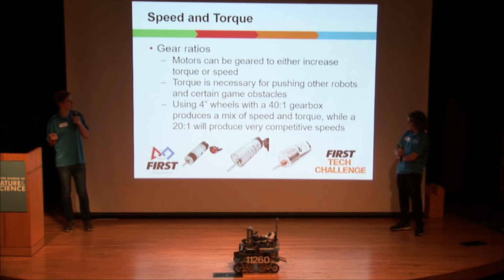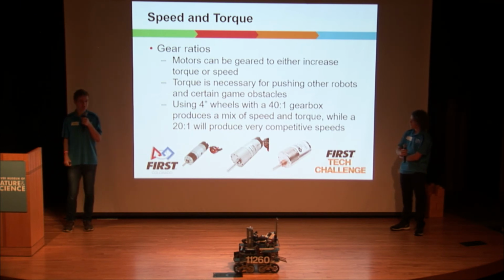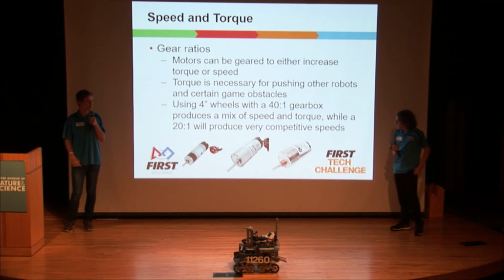It's just an example of what a lot of teams use. Using 4-inch wheels with a 40-to-1 gearbox will produce a very balanced, very standard mix of speed and torque. And a 20-to-1 gearbox is a competitive speed. Those are high-speed motors.